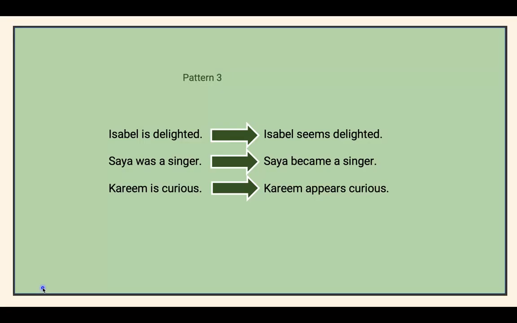Pattern 3 is very similar to pattern 2. On the screen, I have 3 pairs of sentences. The ones on the left column, pattern 2. The ones on the right, pattern 3. So what's the difference? Clearly, everything is the same except for the verbs.